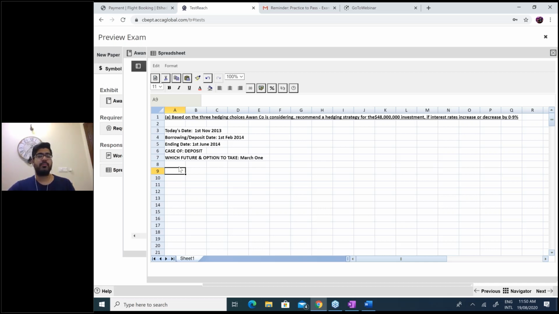So let's suppose you need to borrow or deposit in November. There's no future or option available for November, only December, March, June, and September. So if it is November, you need to take December.